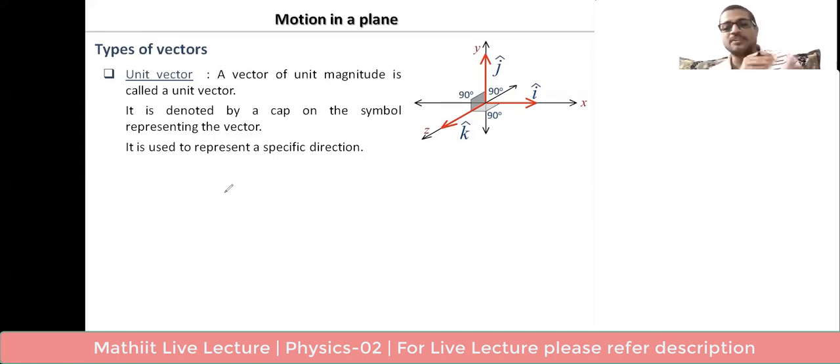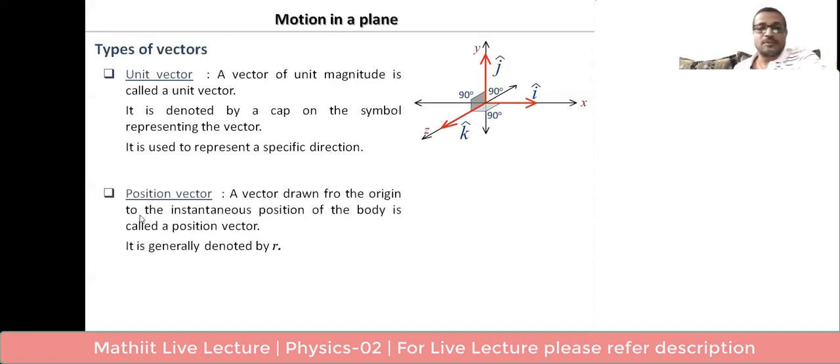Right? And as and when we use it much more frequently, the idea will be imbibed in you. You will start internalizing the idea. Then position vector. Very simple. A vector drawn from the origin to the instantaneous position of the body is called position vector.